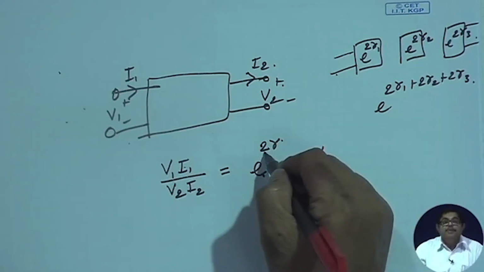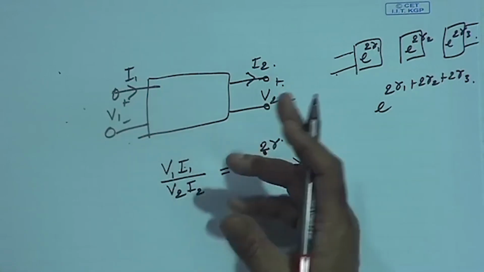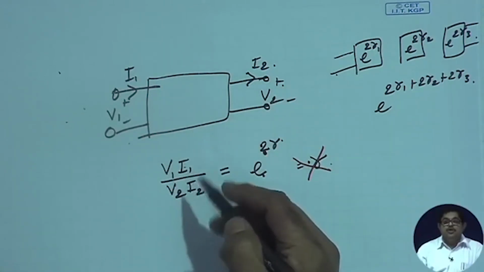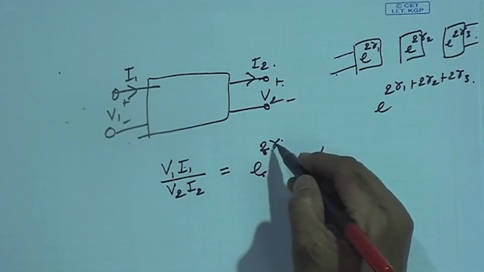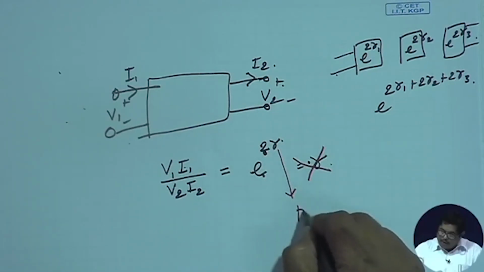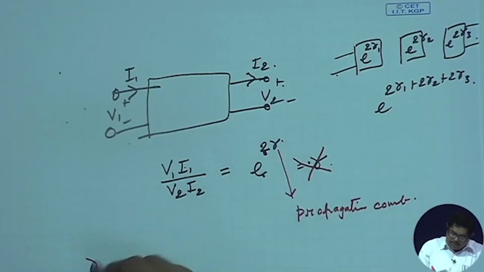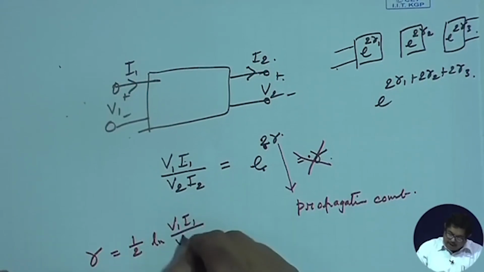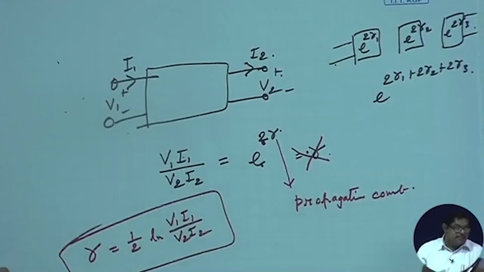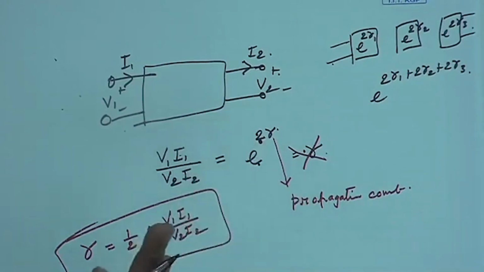and also you see I have taken a factor 2 here. Why? Because many times we will be interested to see what is the voltage ratio, what is the current ratio, but this is actually a volt ampere ratio, which is actually the product of voltage and current. So, I have taken 2 gamma. This gamma is called propagation constant. So, what is the definition of propagation constant? You see, gamma is equal to half ln V1 I1 by V2 I2, a very, very important definition. Propagation constant shows how input power is propagating through the network, inside the 2-port network.